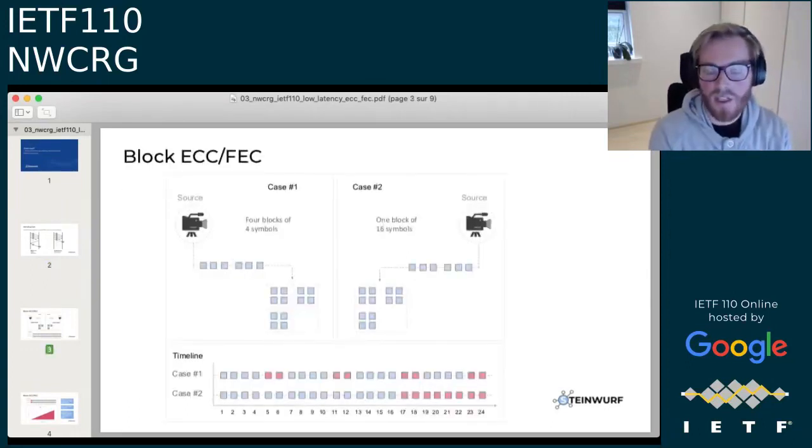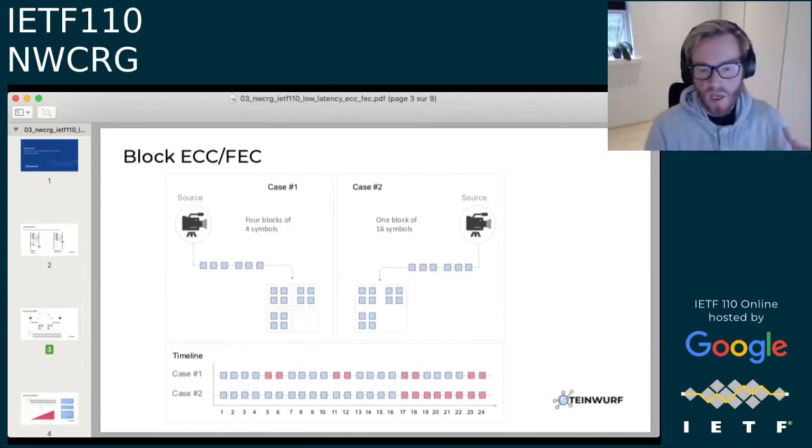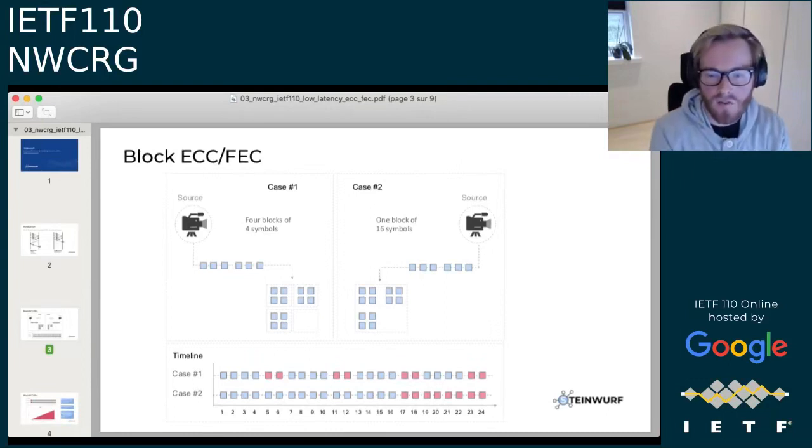So if we start by looking at something called block FEC or block ECC, what we are doing in those cases is that we are taking our data packets, putting them into blocks, and then from those blocks we are generating a repair. So in this figure here, I have two cases. In case number 1, we have 4 blocks of 4 symbols. And in case number 2, we are gathering a larger block which contains 16 symbols.